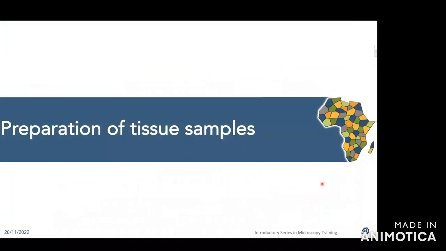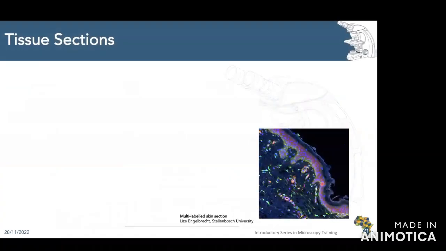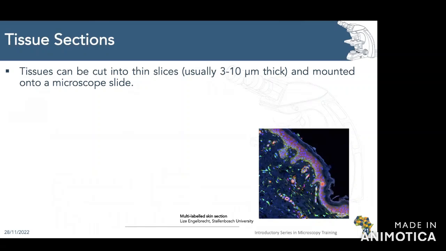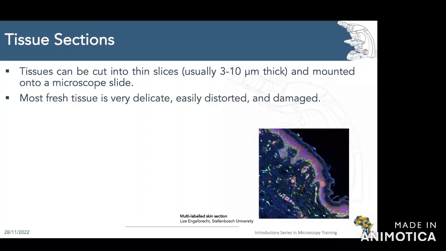So let's look at tissue samples. There's site considerations taken into account for that. Tissue sections, and thank you, Lisa, for providing this beautiful image here of a skin section. Tissues generally, because of the need for them to be thin and transparent, need to be cut into thin slices. So usually we're looking at about 3 to 10 microns mounted onto microscope slides, although there are new techniques now where you can get thicker and thicker sections, but this is beyond the scope of this presentation.